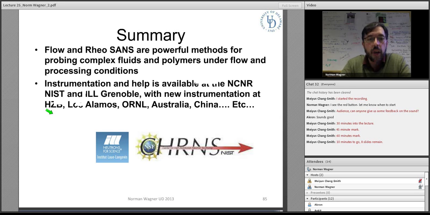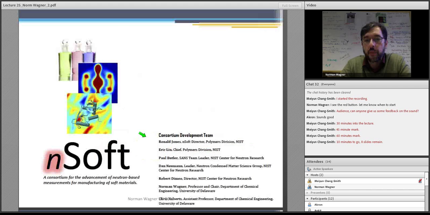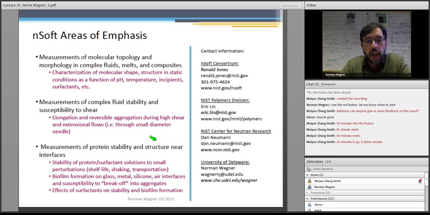And if you need beam time using Rheo-SANS, you can apply for it. Right now, ILL and NIST have beam time you can apply for to look at your sample. Finally, for those of you in industry, NIST has a special program called nSoft, which has access to all of this rheometry there. I'd point you to Ron Jones at NIST. Or if you're students and you go off into industry and want to do neutron scattering, there is an industrial consortium around that. And in particular, the types of things they're interested in are here.